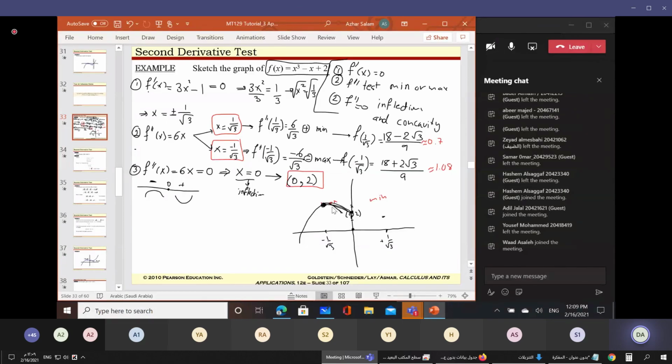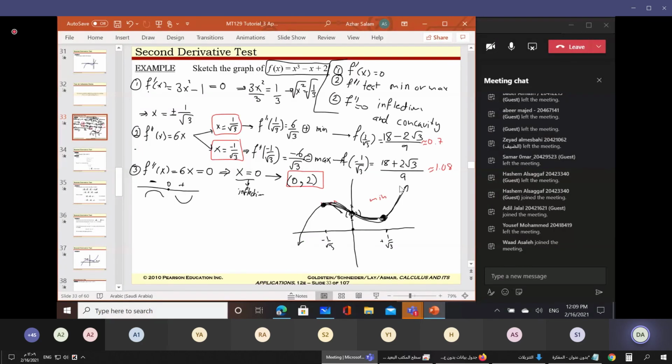Then I will only change the concavity. Okay, I will here concave up until this point, then start to increase. Okay, the function here starts to decrease but concave down until this point, which is the inflection point, then concave up. Okay, until the minimum, then it will be increasing again.